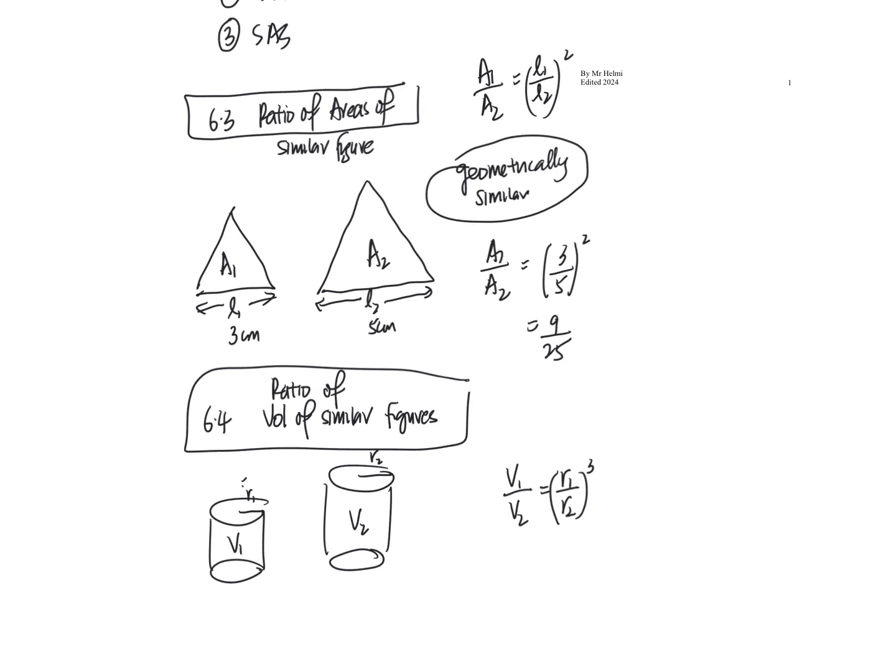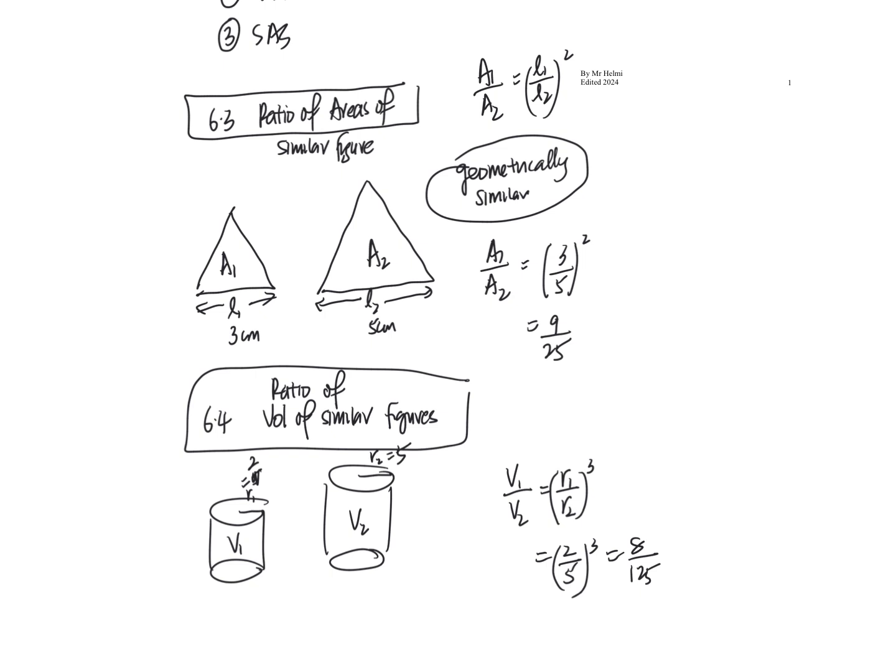So if I say this is 2 and this is 5, the ratio between the volume would be, you cube it, 8:125. So this is 8 units. This is 125 units. So this is the formula for 6.4. Okay? So 6.3, 6.4 just talks about that.